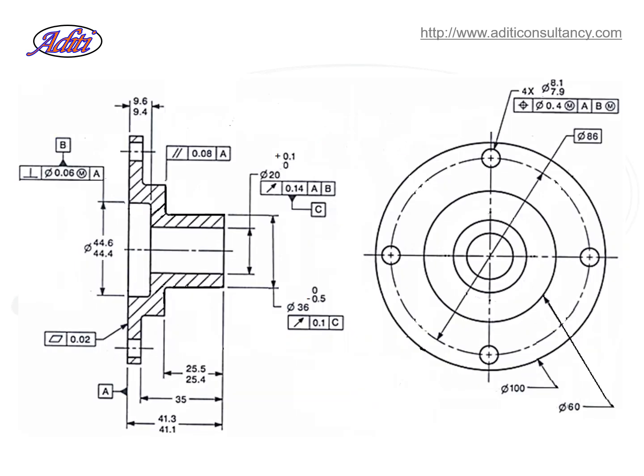So this is a drawing with geometrical tolerances shown to a number of features. You see here flatness is shown to this end face, perpendicularity of axis of this hole is shown, then parallelism between these two surfaces is shown, then circular runout for this 20 mm hole is shown, and then circular runout for this 36 mm diameter is shown. Then positioning of axis of these four holes is shown.